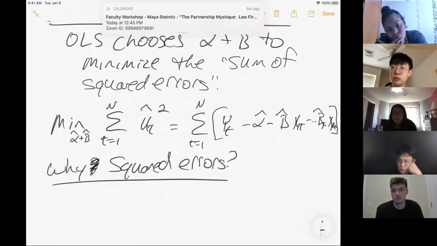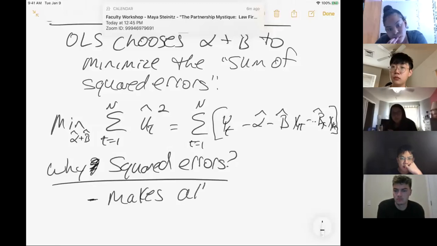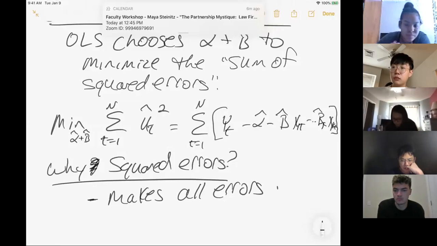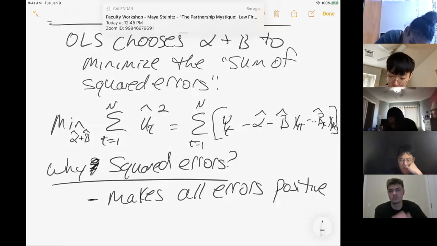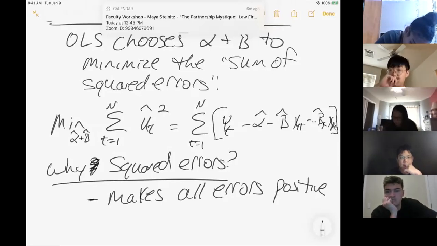It helps us not accidentally overshoot in one direction or the other, because errors could be positive or negative. But when we square it, it's automatically going to be positive. Right. One advantage is it makes all errors positive. So in other words, we don't have to worry about a negative error canceling out a positive error. It makes all the errors positive, and so that's why we can minimize all the errors.